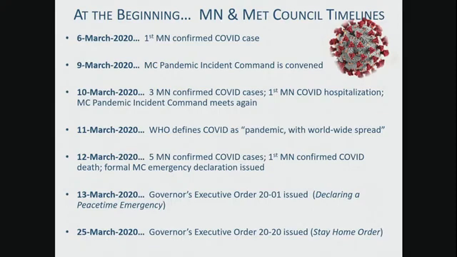At the beginning, this is a timeline at the very beginning when we were hearing on the news that a pandemic was here really, or was coming. And it happened really, really fast in the big scheme of things. On March 6th here in Minnesota, we had our first confirmed COVID case.